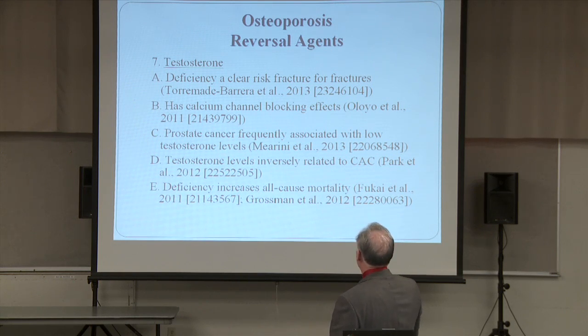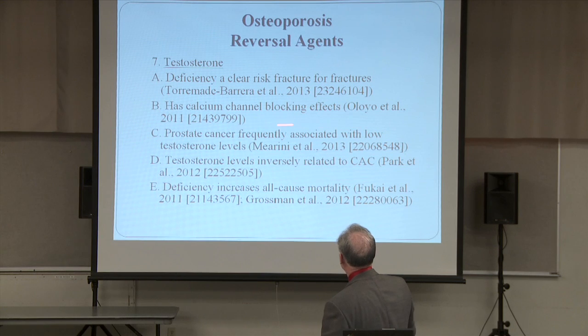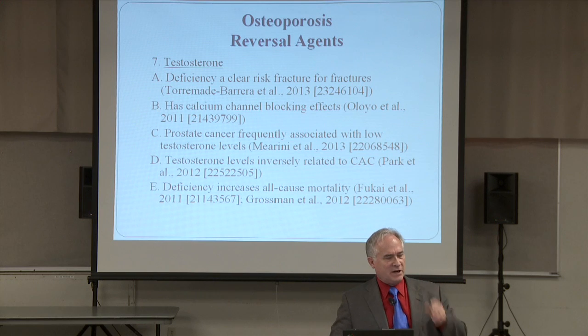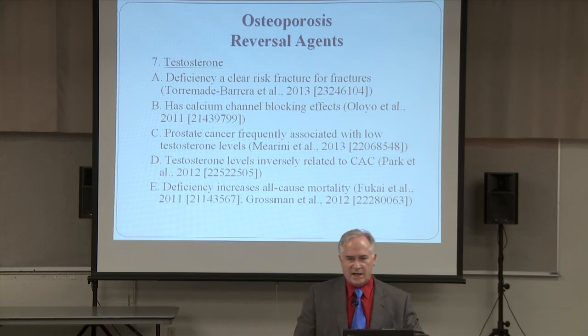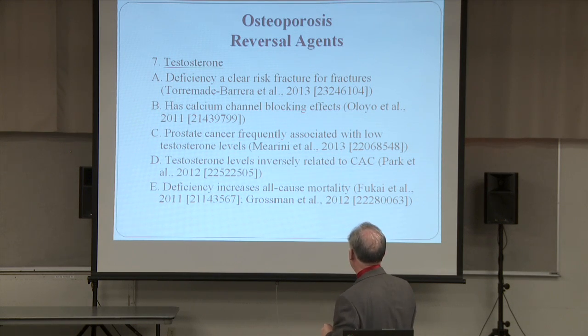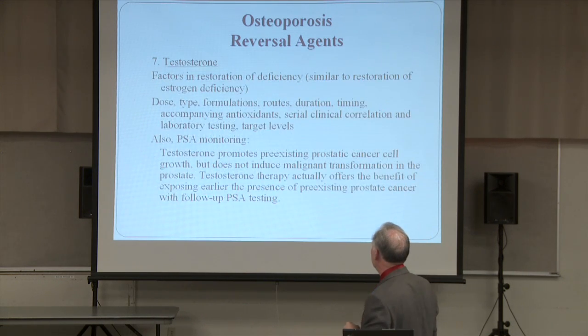Testosterone. Its deficiency is also a clear risk factor for fractures. It also, guess what, has calcium channel blocking abilities. Prostate cancer is frequently associated with low testosterone levels. There's a little fear out there about testosterone therapy and prostate cancer. I'm going to address that in a little more detail for you on the next slide. But once again, remember that its deficiency increases all-cause mortality, and that the higher you get it, within the normal range, of course, the less likely you are to have ectopic calcifications in your coronaries.